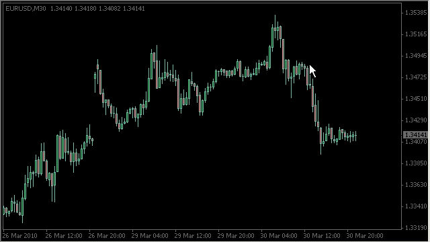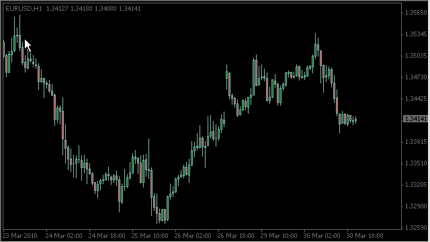Now you need a way to determine where those highs are and where these lows are. That's where a moving average comes in. It can help you do that. Same here. Sell, sell, sell, sell, sell. Buy, buy, buy, buy, buy. Sell, sell, sell.